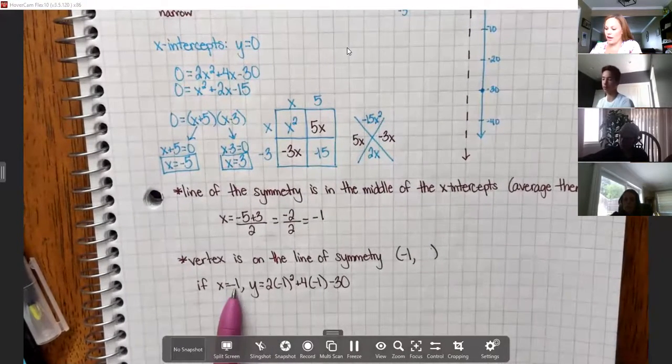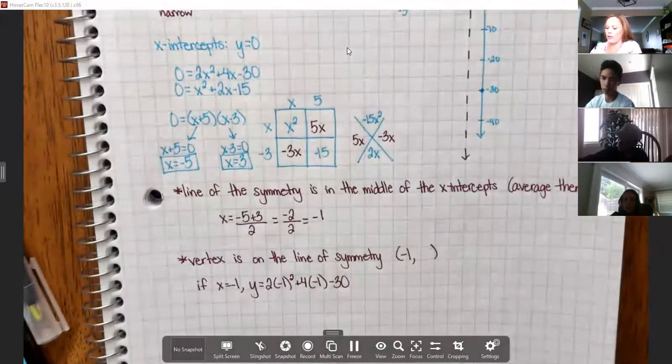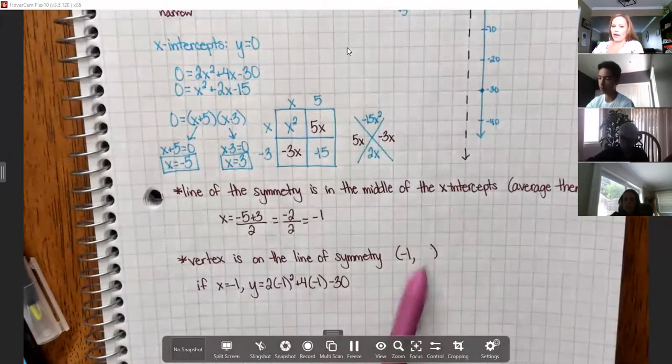So again, I took -1 and plugged it into the original equation, the y equals equation. That's going to give us the y coordinate of the vertex.